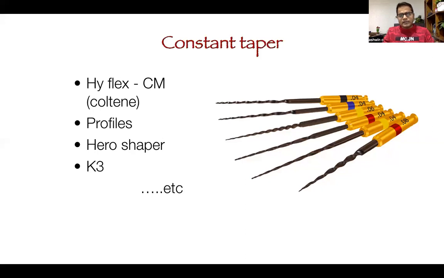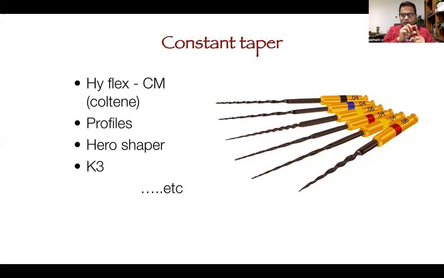So these are examples of constant taper. Constant taper means what? If I say my file is 20 number 4%, that means at every millimeter my file will have a tip of 20 number, and progressively, every millimeter there will be an increase of diameter by 4 units: 20, 24, 28, 32, 36, 40, and so on. Understand? So there is a constant increase.